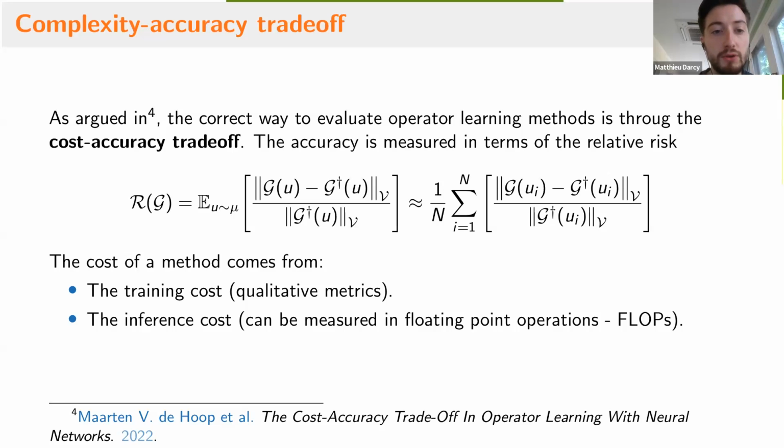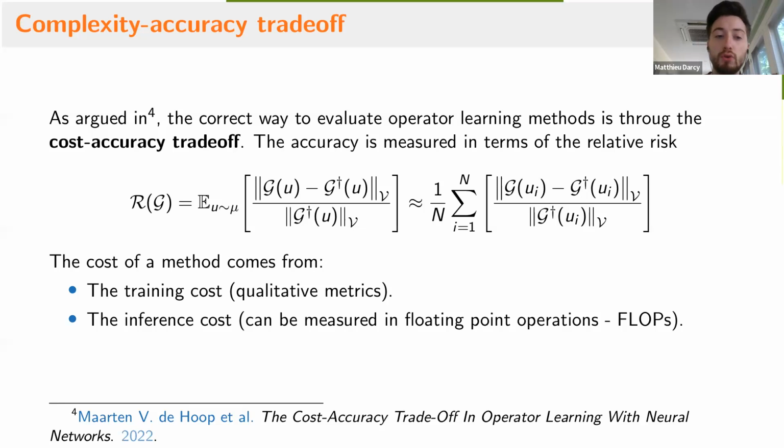So to measure this performance, in terms of the accuracy, for the remainder of this talk, the accuracy will be in terms of the relative risk. So what this means is that in order to measure the accuracy of a specific learned operator, we're simply going to look at a test set, and we're going to measure the relative error in some norm, typically the L2 norm, against the true G dagger. And we're going to just average this over a test set.